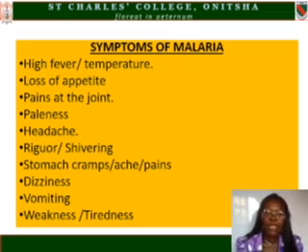Then we have the next symptom, which is vomiting. You won't have appetite to eat anything. Even if you force yourself to eat anything, you might vomit. Then the next one is weakness or tiredness. And when you look at all this, you see that malaria has almost the same symptoms as what we have now, which is COVID-19.